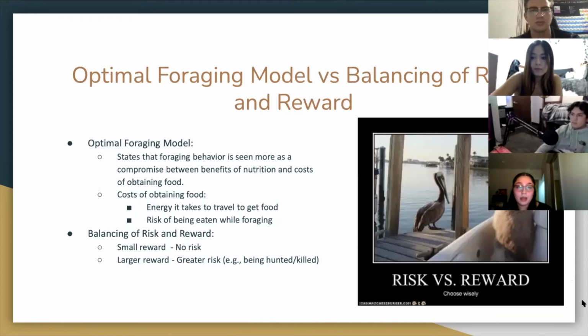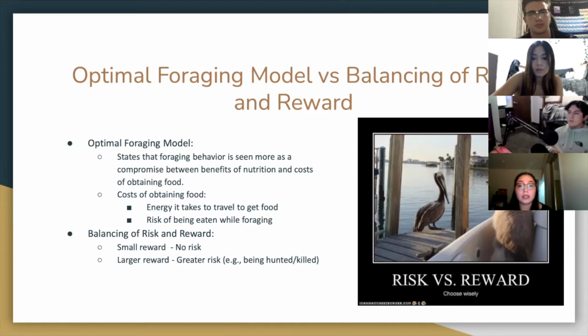And then we have the optimal foraging model, the balancing of risk and reward. This is whenever animals are thinking about finding food. The optimal foraging model states that foraging behavior is seen more as a compromise between the benefits of eating and the costs of what it would take in order to get the food. The cost of obtaining food would be the energy it would take them to travel to get the food, and the risks of being eaten while searching for food.